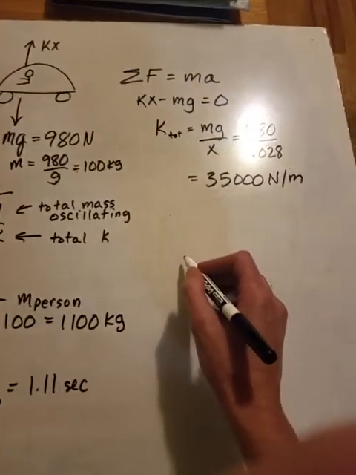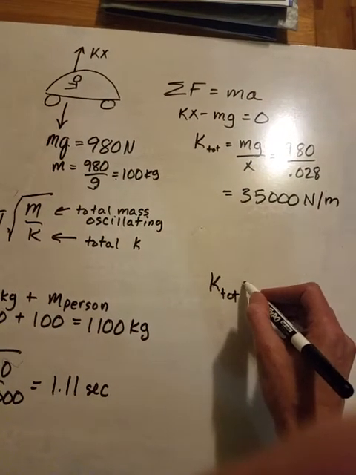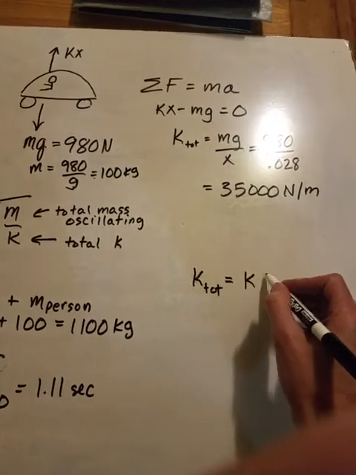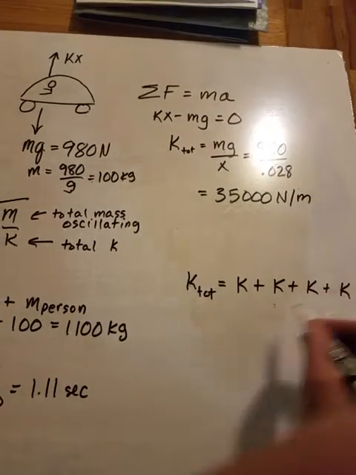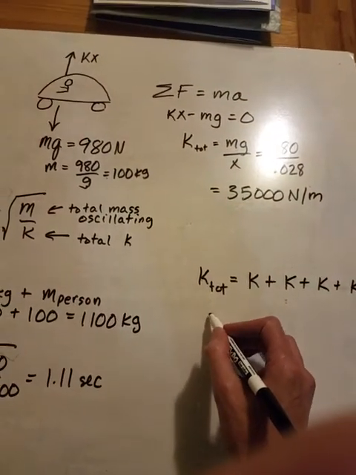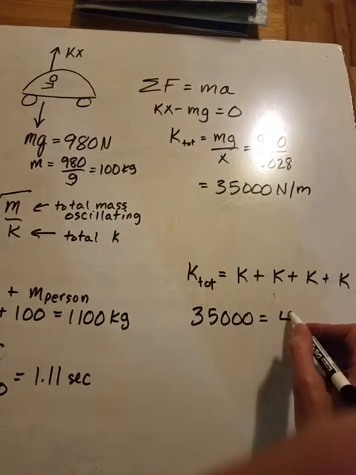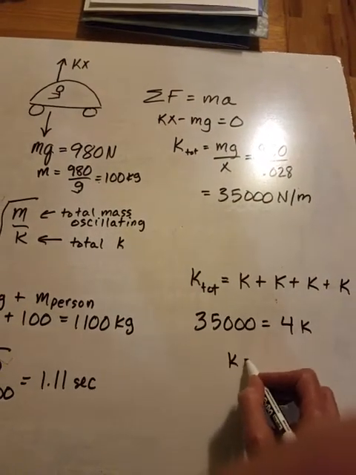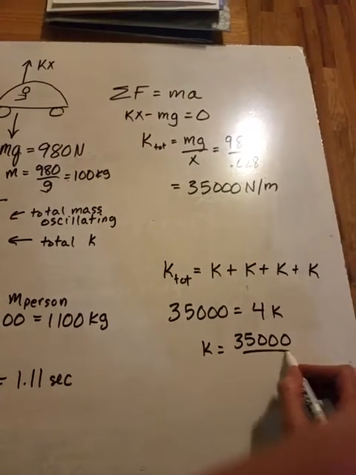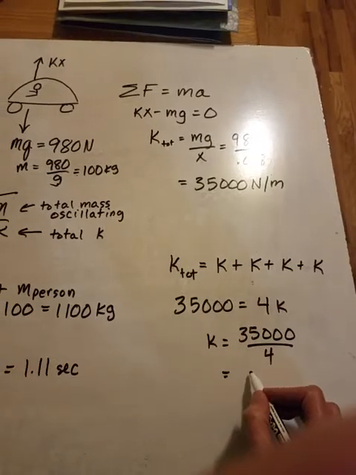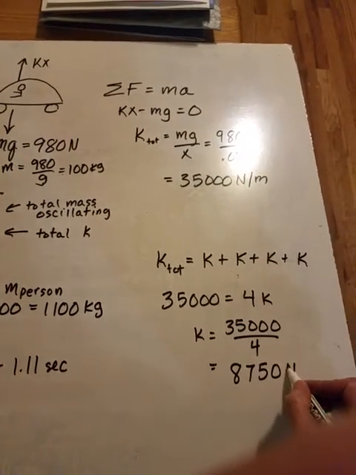Second part of this question asks, what is the spring constant of each one of the tires? We know that they're in parallel, that each one of those tires, they're all acting together, which means we just add up all the spring constants. So 4 tires, 4 Ks. So that means we've got 35,000 is equal to 4K, or K is equal to 35,000 divided by 4, which is equal to 8750 newtons per meter.